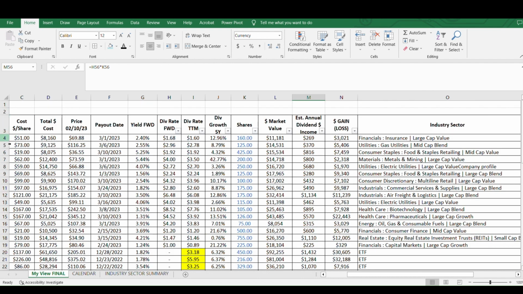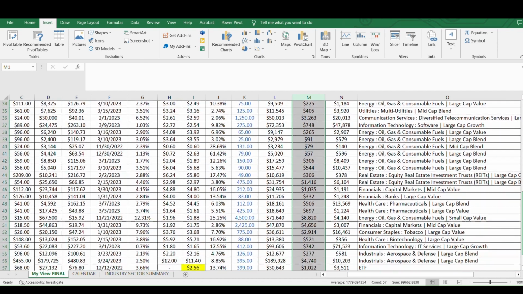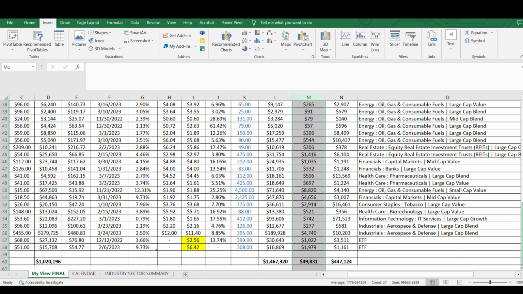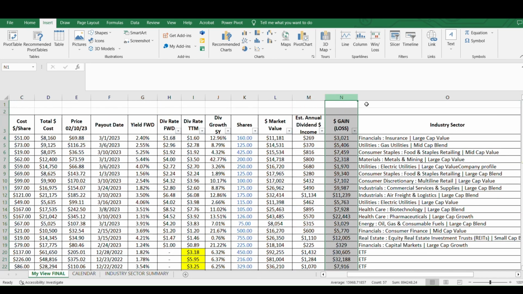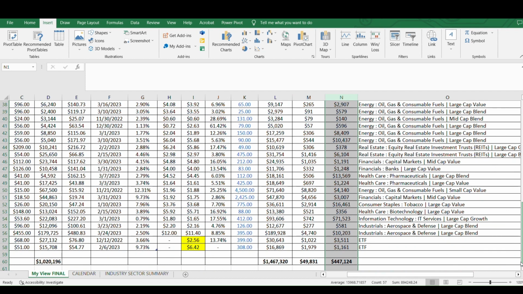Might be easier if I went ahead and did a split. Let me try this here. I'm afraid to do that because I have these filters in here. But basically, this is where our dividend income is right here. So he's getting almost $50,000 in dividend income. His gain on his investments to date, and it's unrealized, is $447,000.